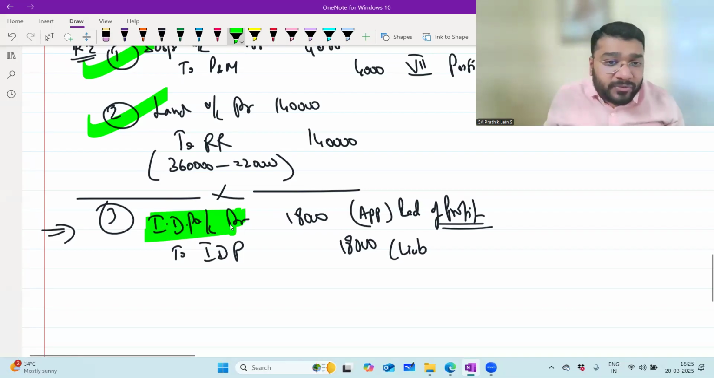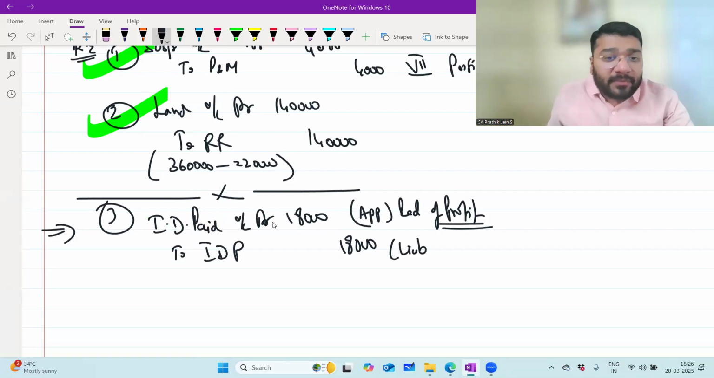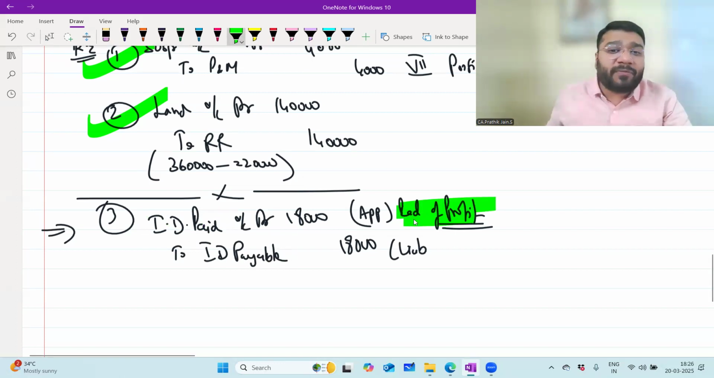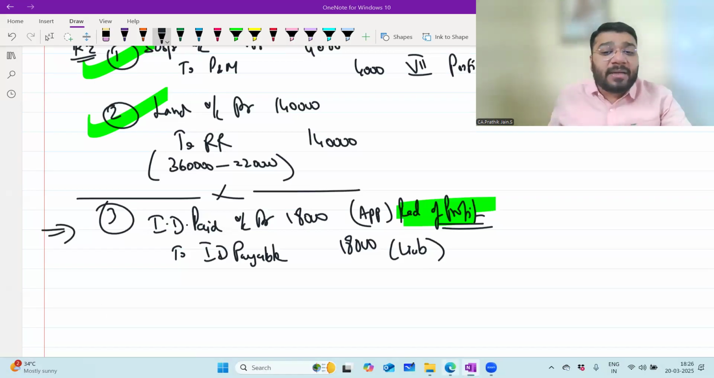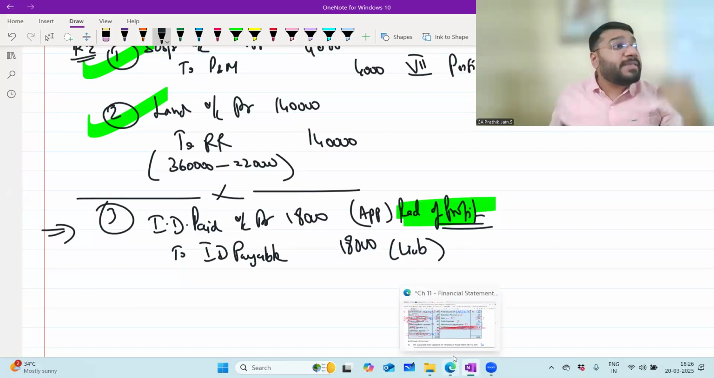If you're getting confused with P and P, write this as paid and that as payable. That is interim dividend paid account debit, and this is interim dividend payable. So this is reduction of profit, technically called appropriation. And this is liability. Any problem? Now the question says interim dividend is paid. On the liability side, the credit balance side, do you have any interim dividend payable? No, which means it is paid.